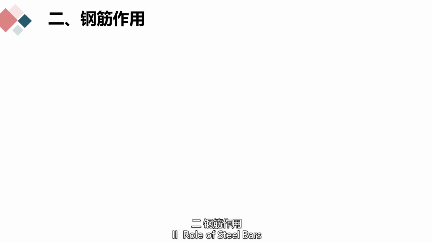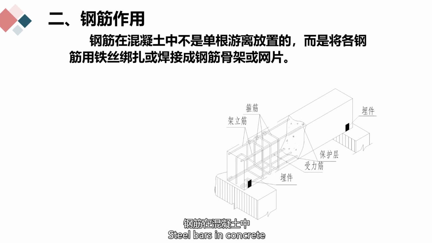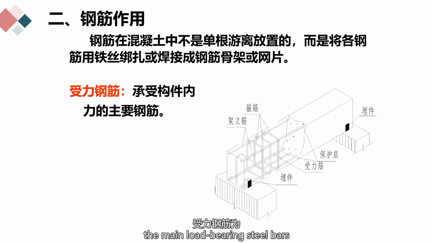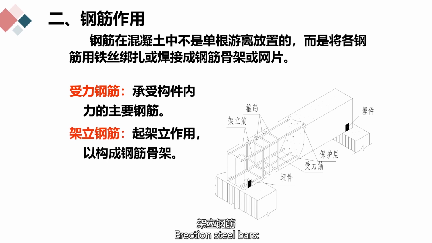Secondly, role of steel bars. Steel bars in concrete are not placed as single, isolated units, but rather individual steel bars are tied together with wire or welded into steel bar frames or meshes, as shown in the figure. The main load-bearing steel bars are those that bear the internal forces of the component. Erection steel bars serve a supporting role to form the steel bar frame.